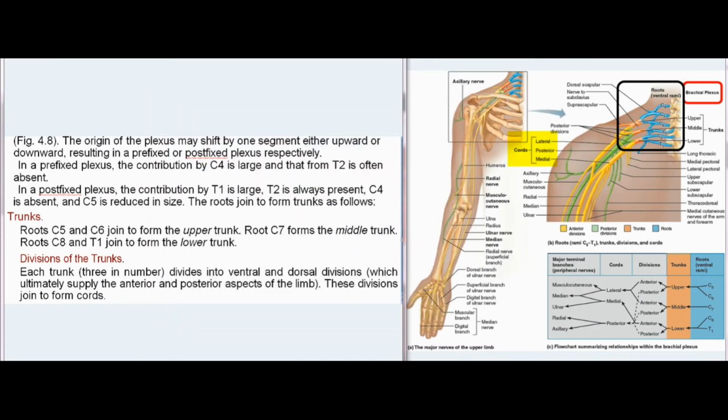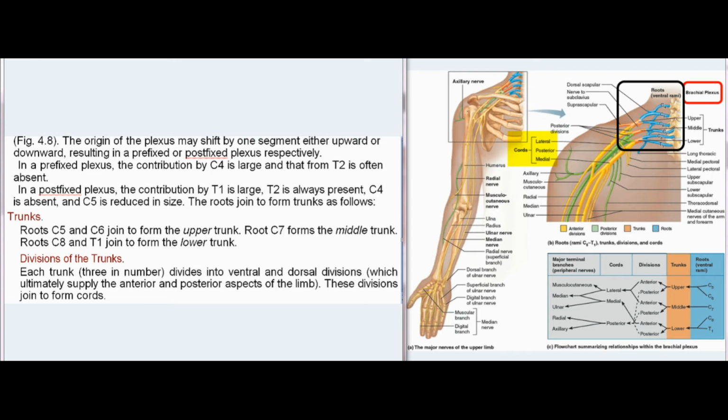The origin of the plexus may shift by one segment either upward or downward, resulting in a prefixed or postfixed plexus respectively. In a prefixed plexus, the contribution by C4 is large and that from T2 is often absent. In a postfixed plexus, the contribution by T1 is large, T2 is always present, C4 is absent, and C5 is reduced in size. The roots join to form trunks as follows: trunks.